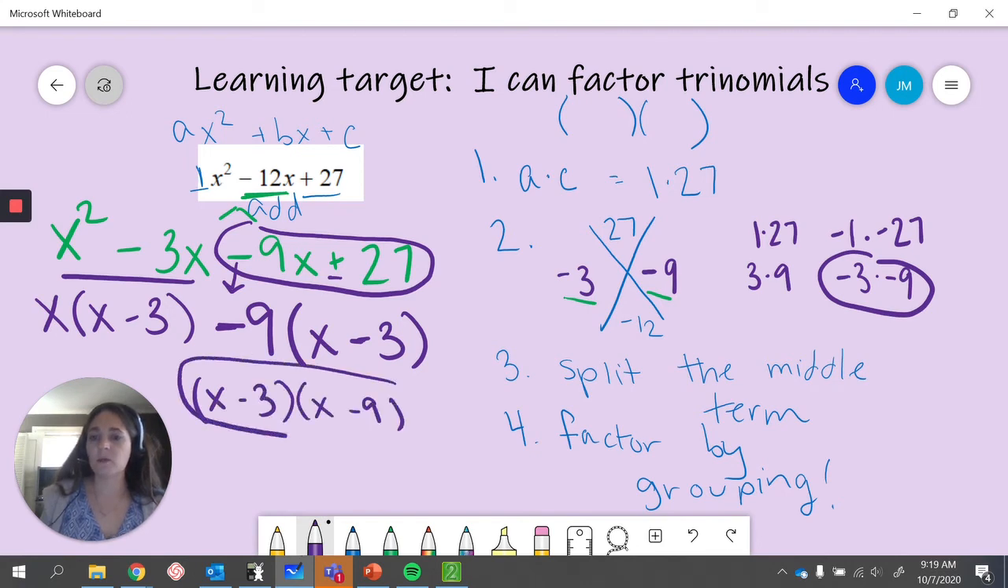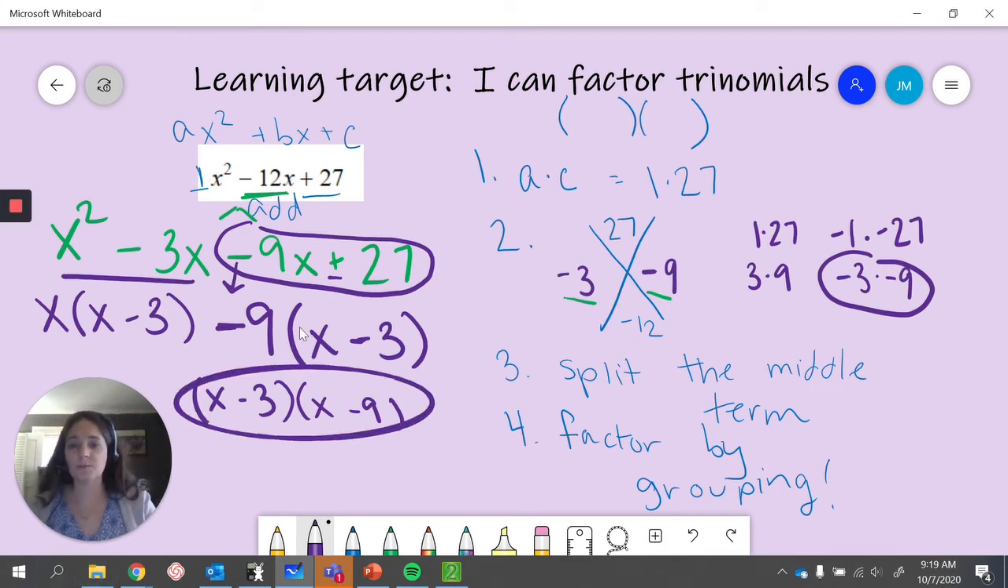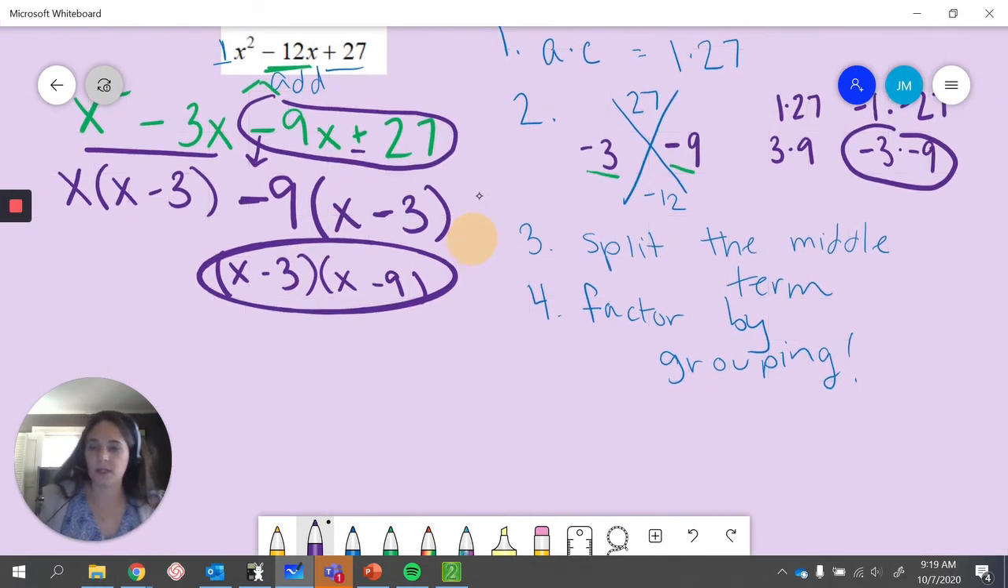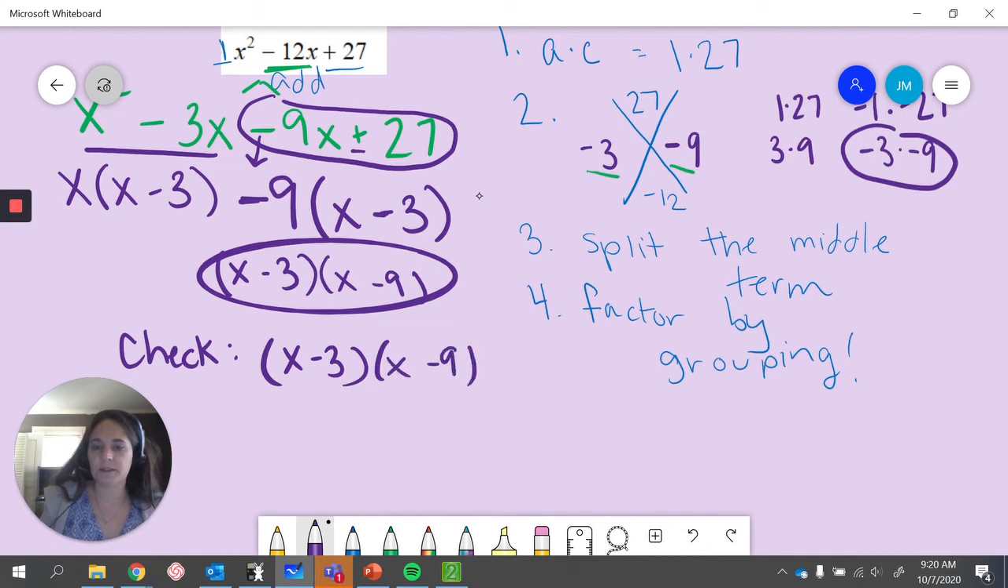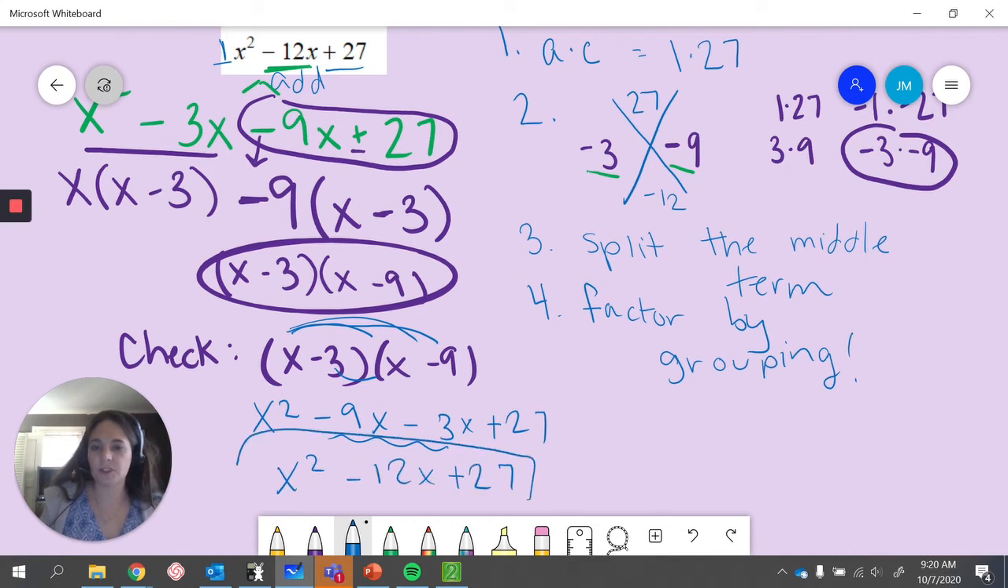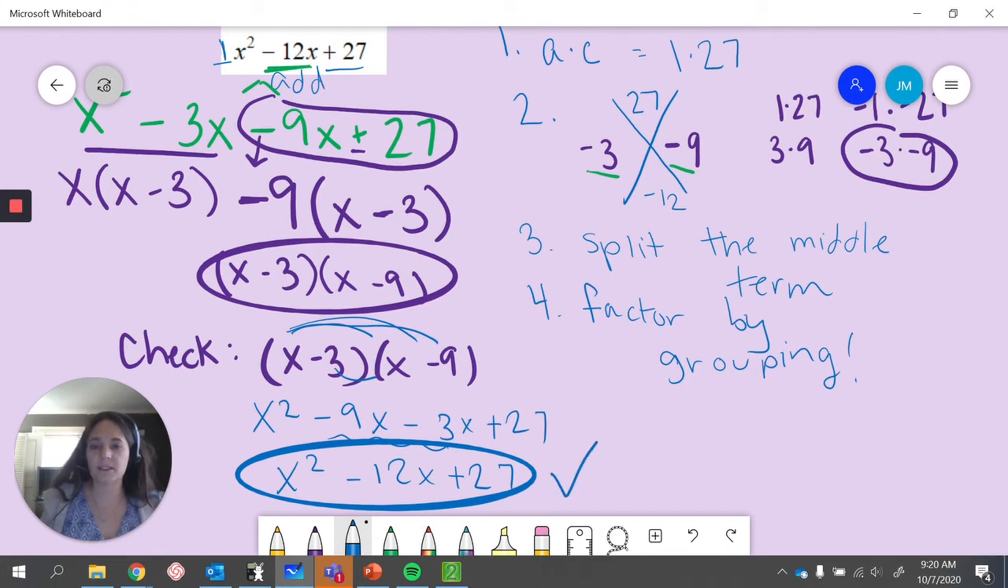And one cool thing is you can always distribute back to check your answer. So if I wanted to check my answer, I would take my x minus 3 times my x minus 9, and I would just do my distribution. X times x is x squared. X times negative 9 is negative 9x. Negative 3x plus 27. Combine my like terms, and do we get the original problem we just did? Yes, we did. So we checked we did it correctly. Good job. Let's do one more.